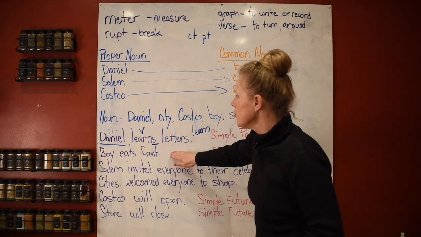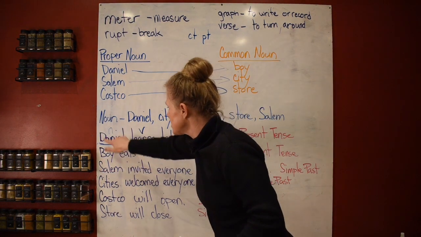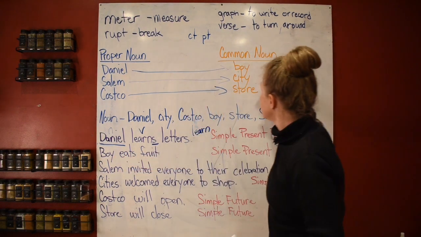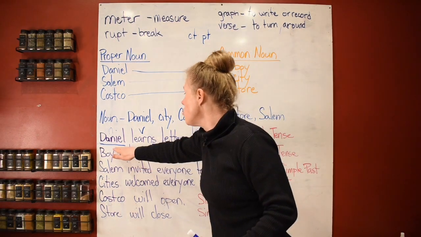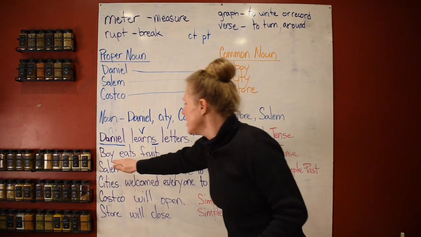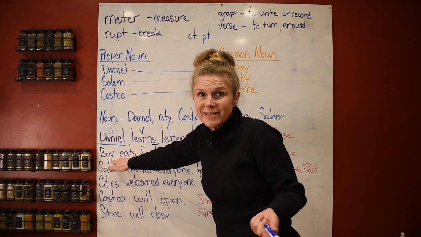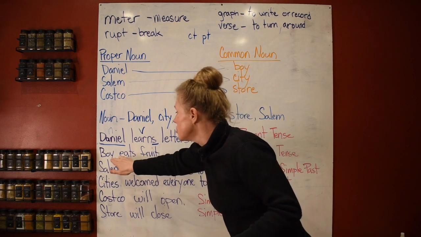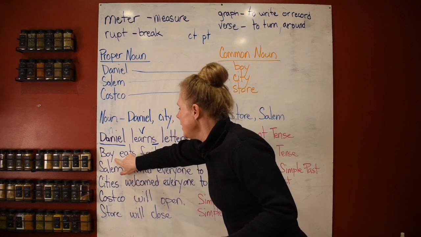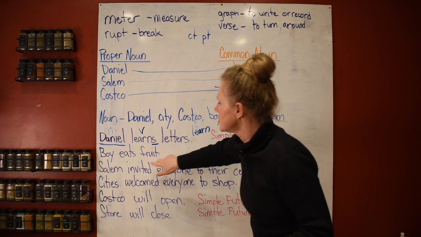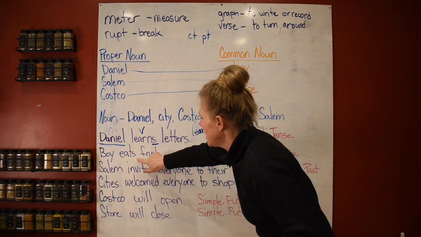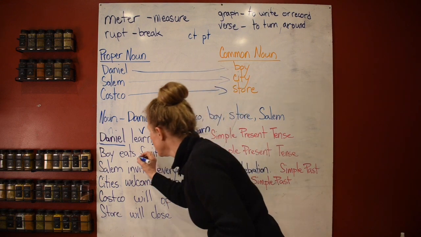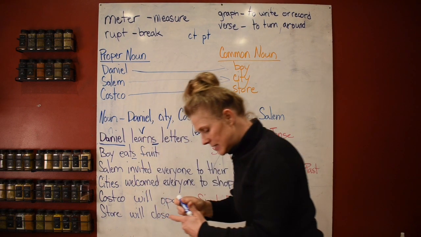Boy eats fruit. See, now this is a proper noun, and see how boy is a common noun. Here we know it's Daniel that's learning. Here we don't know which boy it is, right? We don't know which boy is doing the eating. So this is a common noun. Boy eats fruit. Singular takes the singular verb. Even though this does not look singular, it is singular.